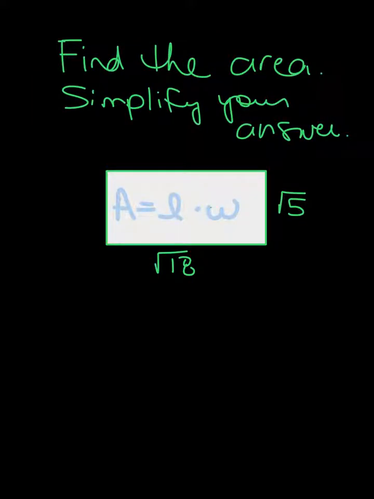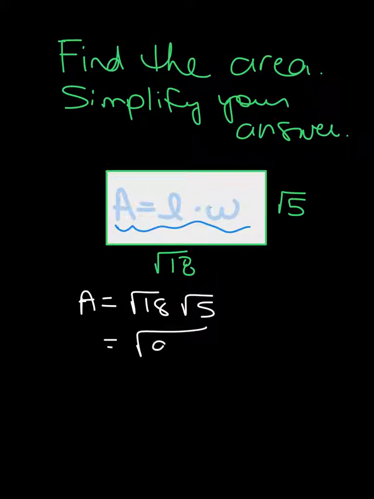In our final problem for today, we're going to do something different with the square roots. So I have find the area, and we're going to simplify my answer. Now remember that area is equal to length times width. So that's what I'm going to need to do. So area is equal to my length is the square root of 18, and my width is the square root of 5. So I'm going to multiply those together.